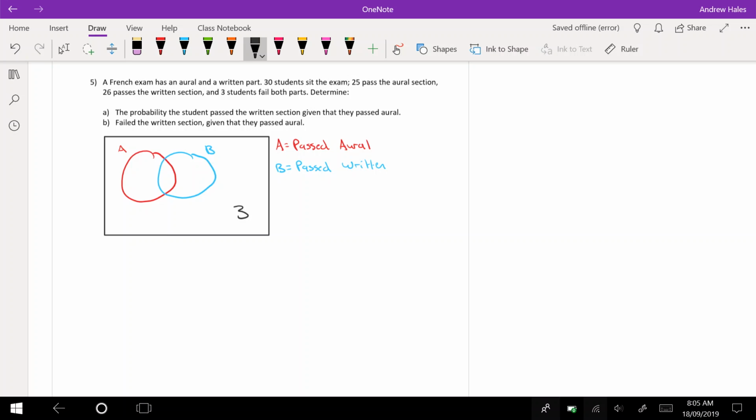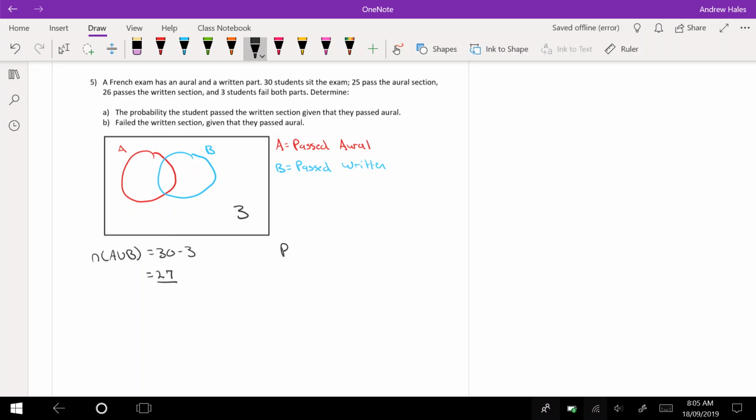If we know that 3 of them failed both, we know that the number of A union B should equal 30 take 3, because everything else is outside of my sets. So that should equal 27. The number of A union B is equal to 27. So we can now use that and use our addition rule to find the intersection of both sets.